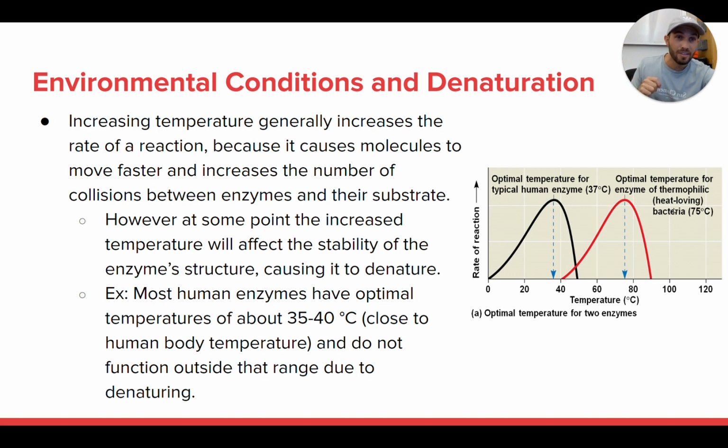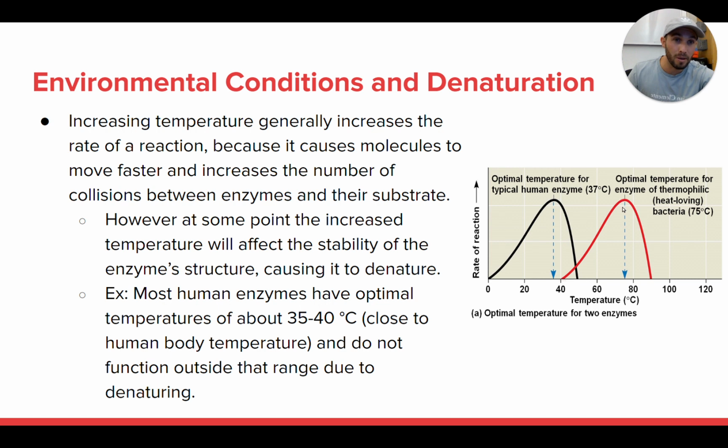And so let's say for these thermophilic bacteria, they have certain enzymes. Their enzymes usually have an optimal temperature around 75 degrees Celsius. That's way warmer than our bodies. And that's when they function most efficiently. And that's when they take on the correct shape.